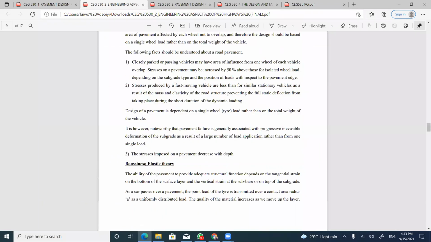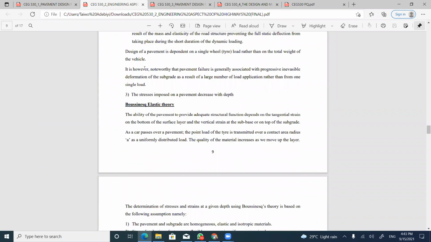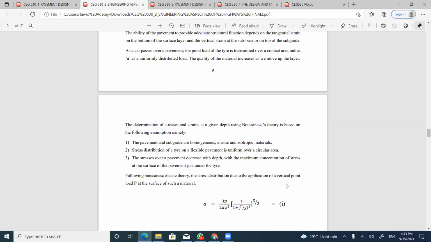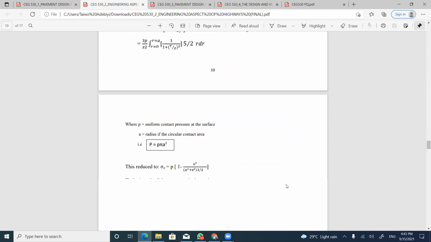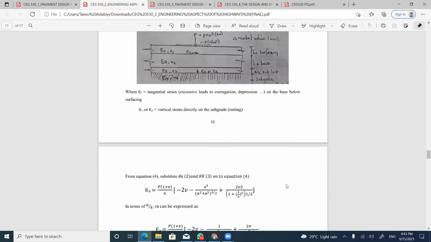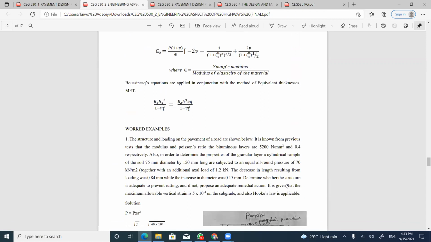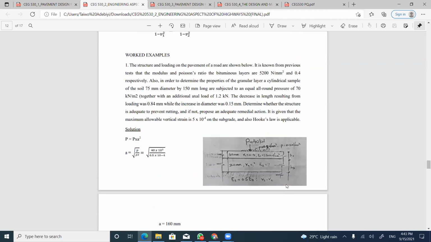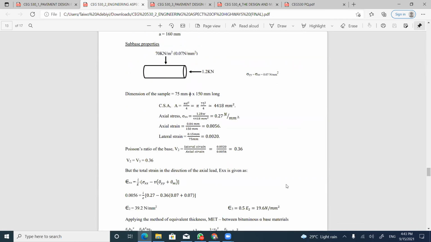From this Boussinesq elastic theory, please don't touch it at all. You are not expected to read anything here. It's not going to come out. He said he's not touching it because it involves a lot of mathematics. So he's not bringing anything out under this Boussinesq theory.